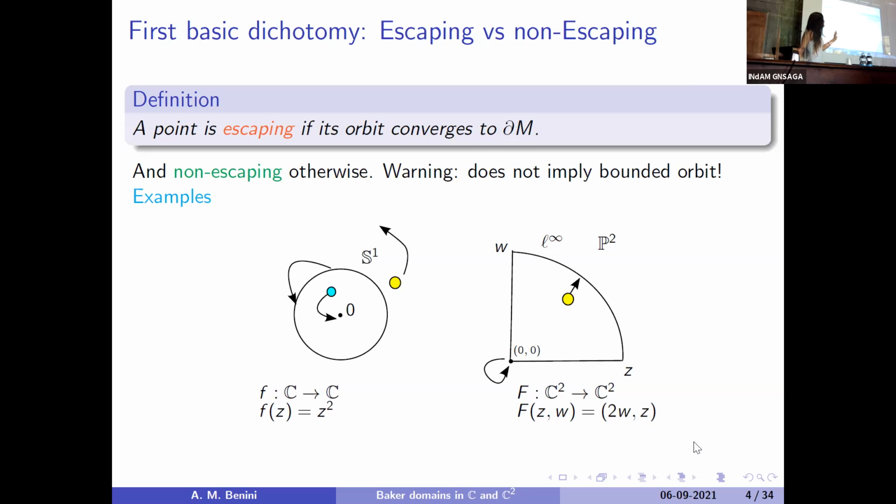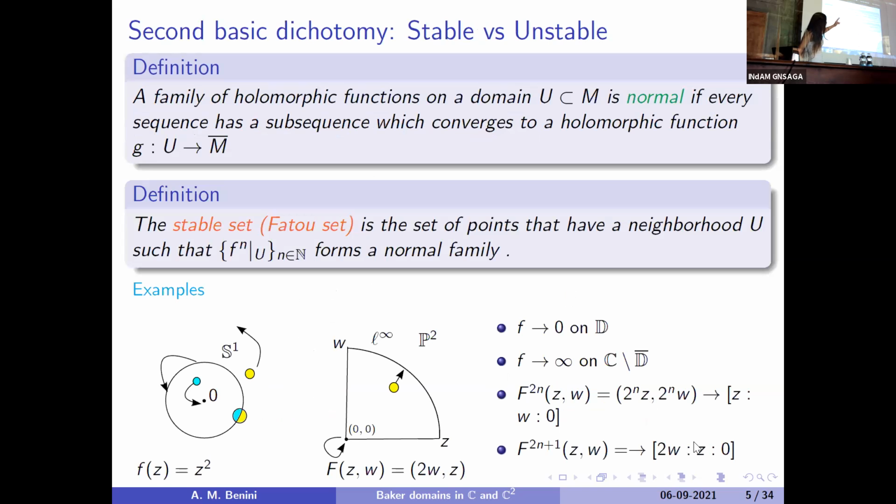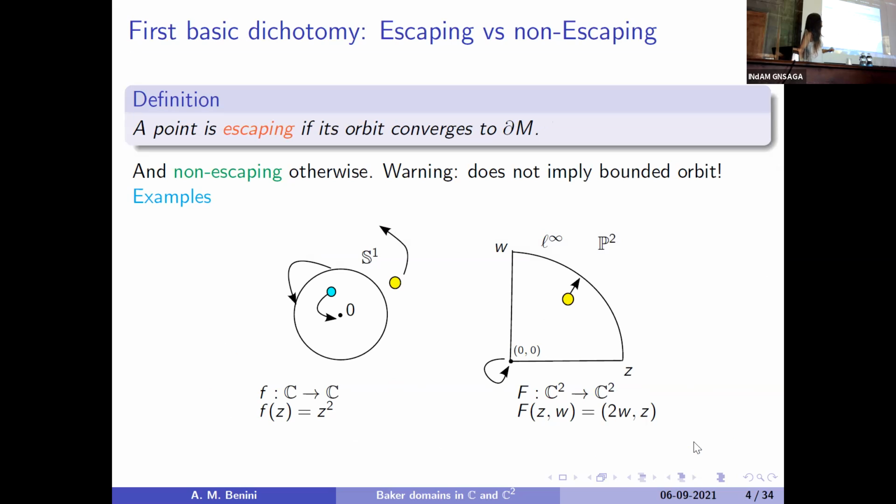The next example is an example in C2. Okay, so now our manifold M is C2, and we look at this innocent linear function, F of (z,w) equals (2w, z). So you swap the coordinates and you expand the second coordinate, which now becomes the first one, by a factor 2. What is happening here? Well, clearly 0 stays the same. Okay, f of 0, you can apply f as many times as you want, and you will stay in 0. But any other point, one coordinate at a time, will move towards infinity.